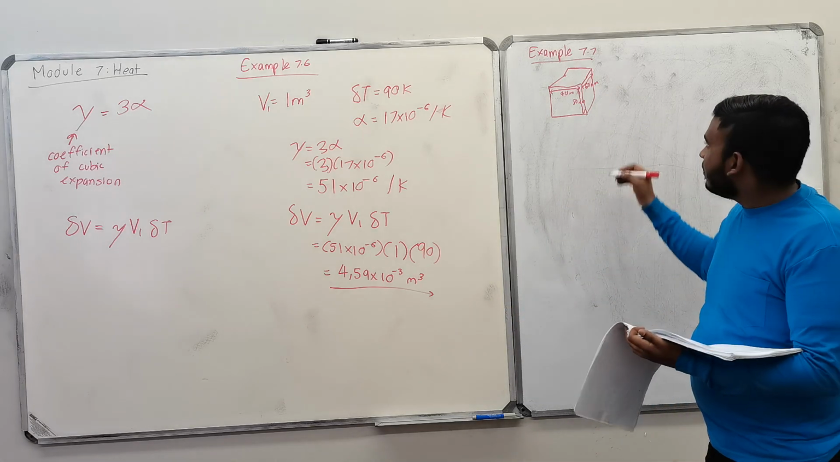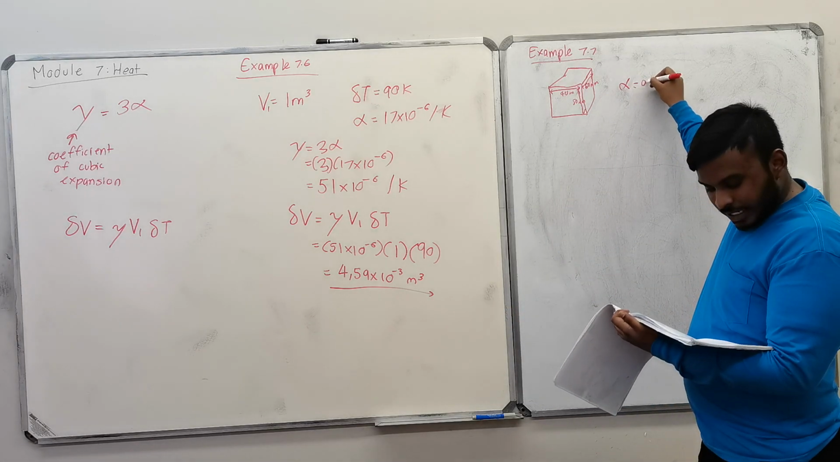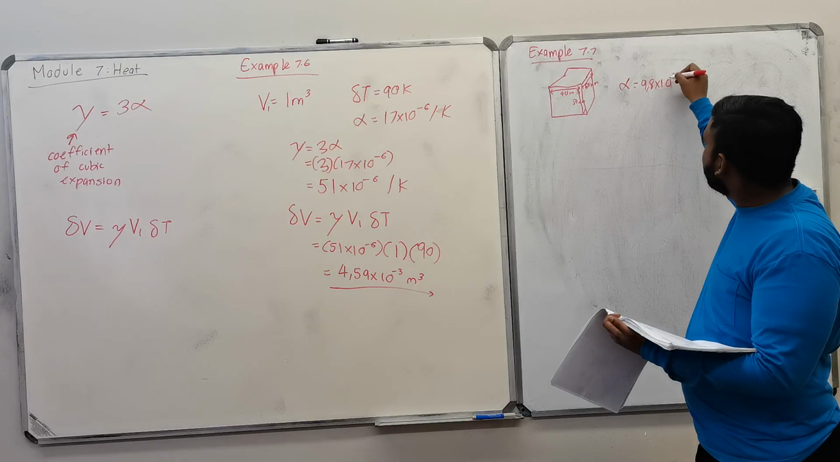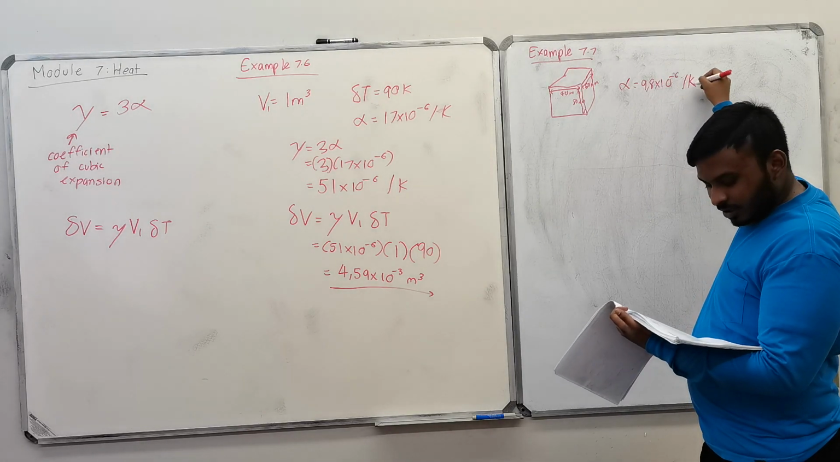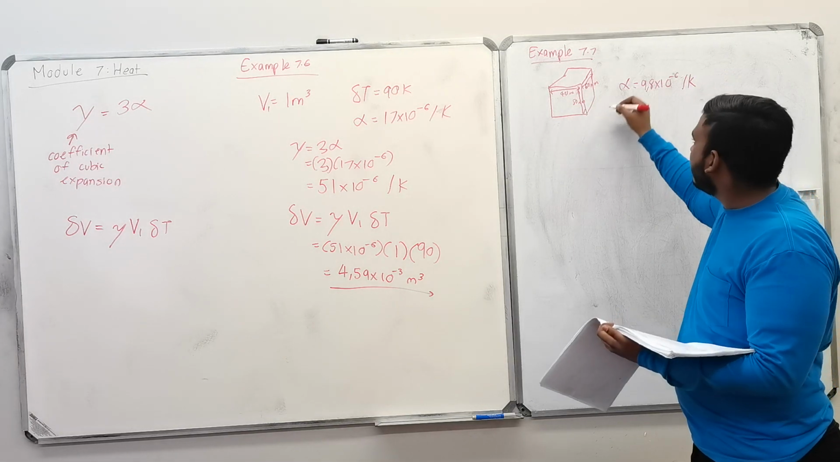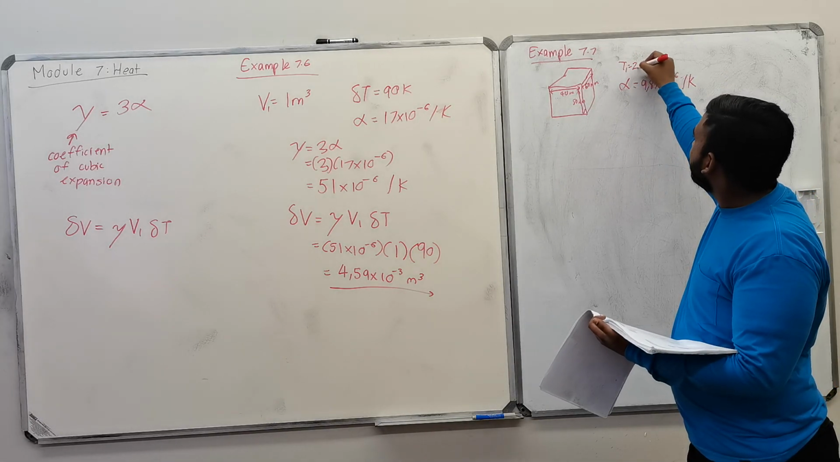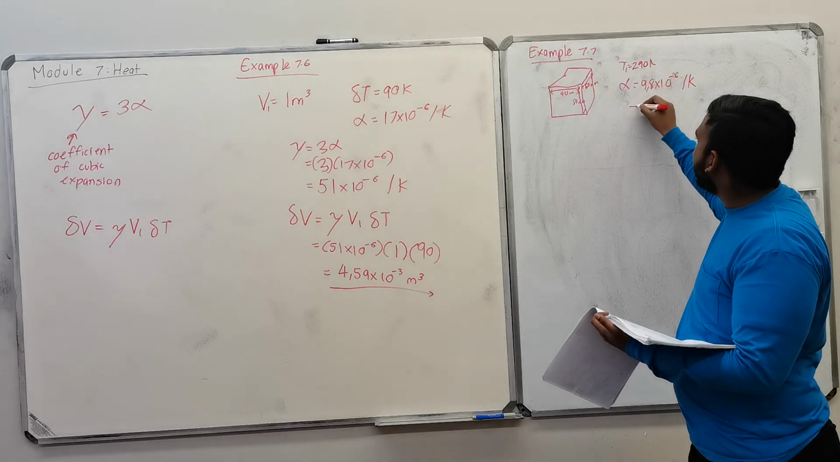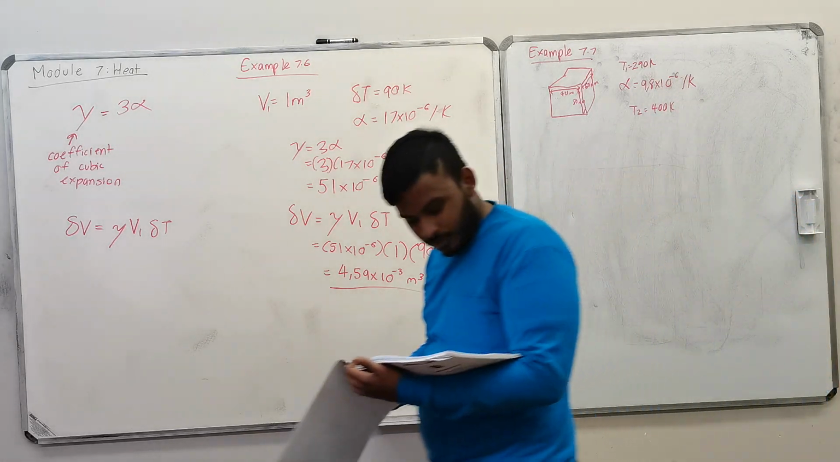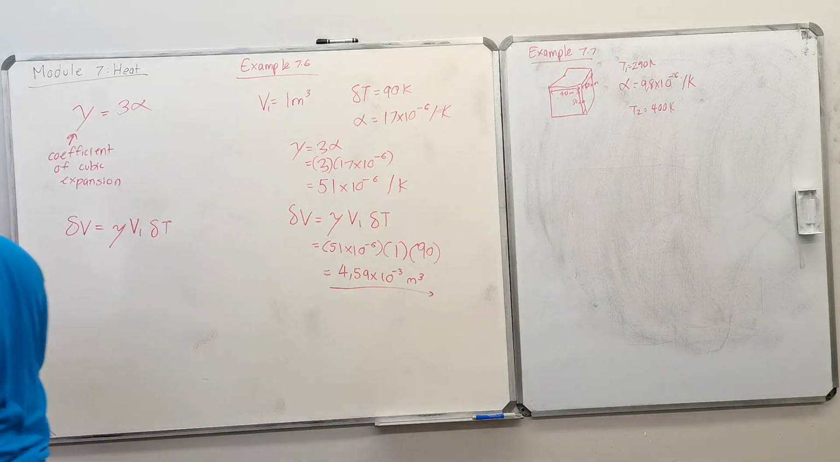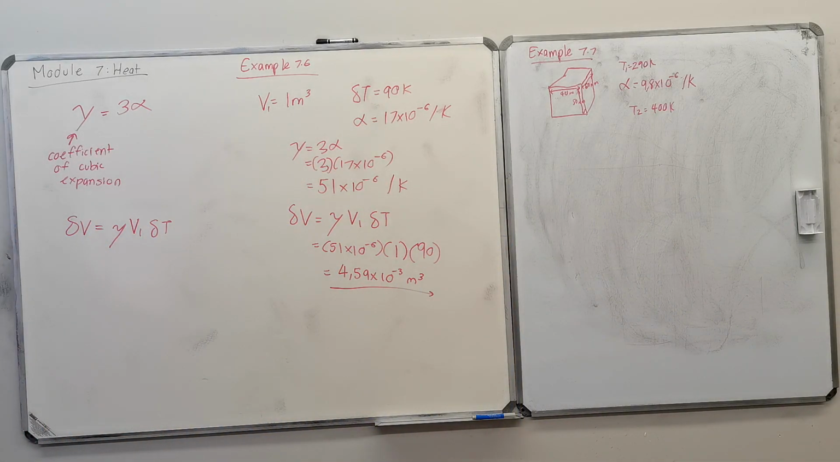The coefficient of linear expansion is 9.8 times 10 to the minus 6 per Kelvin. Calculate the volume, this temperature is 290. Calculate the volume at 400. Okay. How would you do this? They want to know the volume at 400.